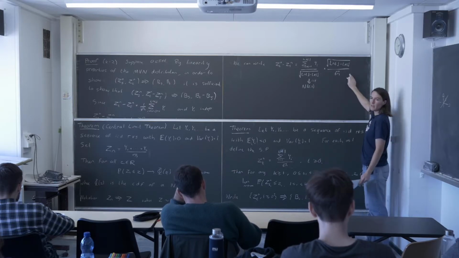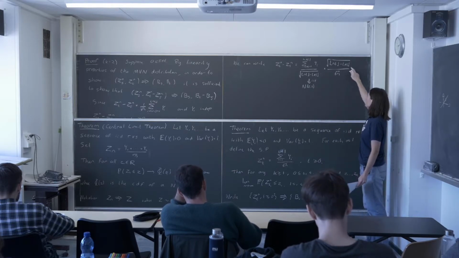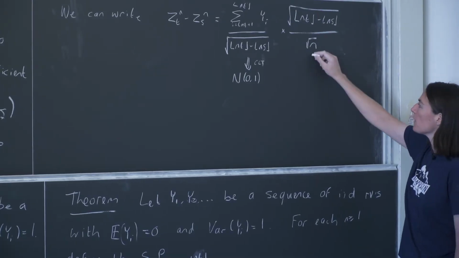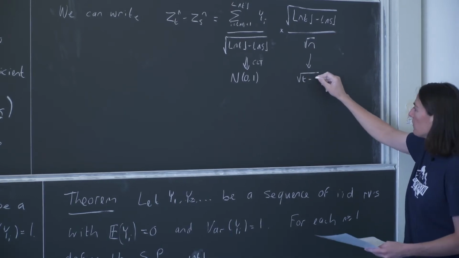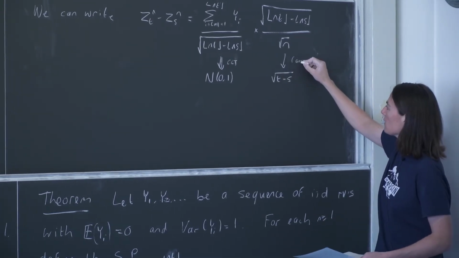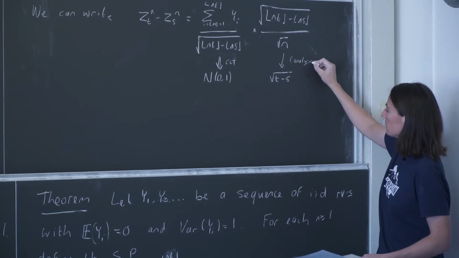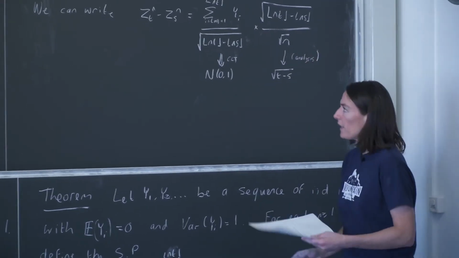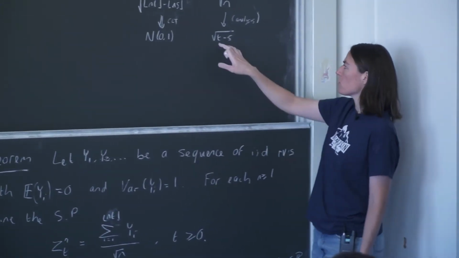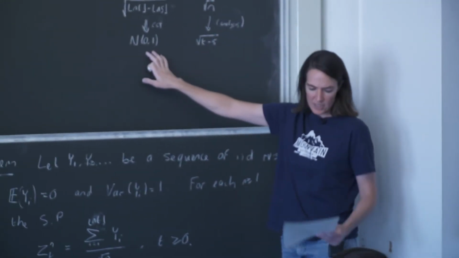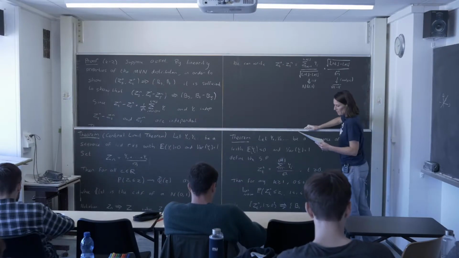What about this one here? Well, this is just a simple analysis. If you just use simple analysis there and let n go to infinity, you can show that this converges to the square root of t minus s. So this is just analysis. Okay, and so that means that we know that Z_T^N minus Z_S^N converges in distribution to the square root of t minus s times a normal random variable.